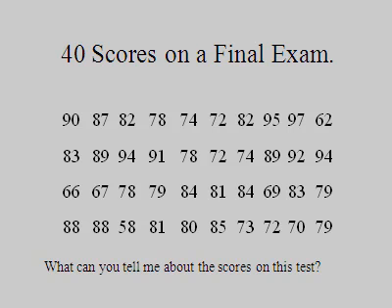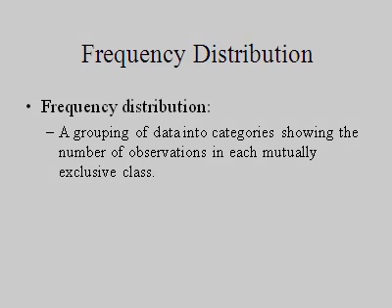Research has shown that humans can basically process between 5 to 9 bits of information at a time. So we need to figure out how to summarize this information in order to make it comprehensible for the individual. The first thing we're going to learn is called a frequency distribution. This is kind of the stock in trade for a statistician. You get a big data set, let's make some sense out of it.